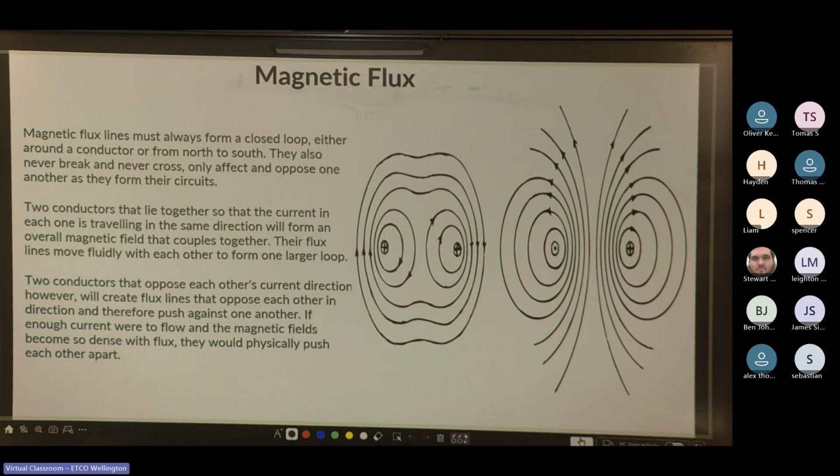If enough current were to flow and the magnetic fields become so dense with flux, they would physically push each other apart. And there used to be a video that we had that showed it. Three-phase cable sitting on a cable tray. All of a sudden, the magnetic fields kick up and then they just blow each other apart. The only thing that holds them down are the steel cable ties.